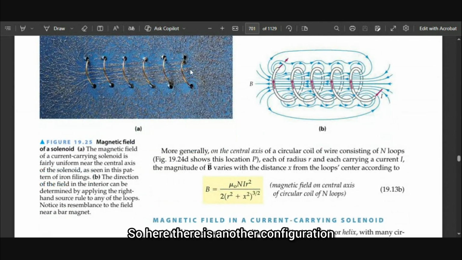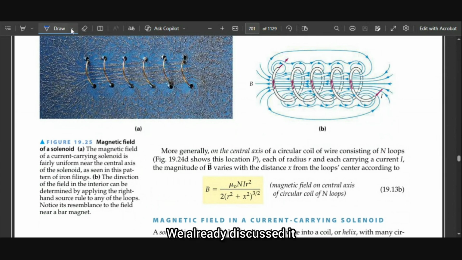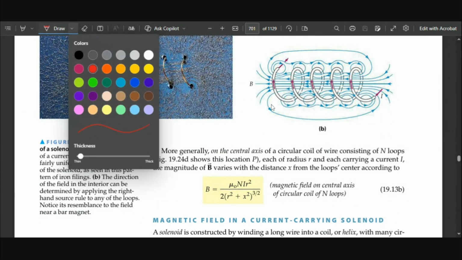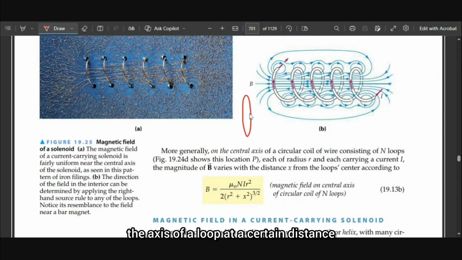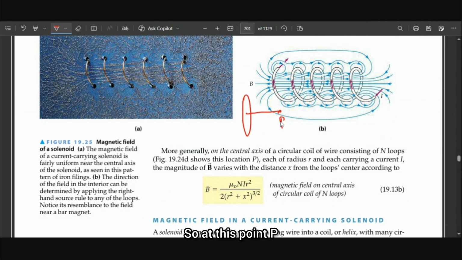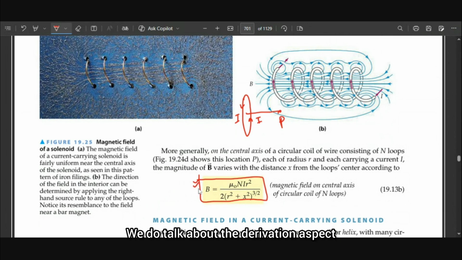So here there is another configuration. We already discussed it. In order to calculate a magnetic field on the axis of a loop at a certain distance, at this point P, if you want to calculate magnetic field due to this current carrying loop, that magnetic field comes out to be this. It is again an important relation. We do talk about the derivation aspect, but I don't think it is necessary. You can simply remember the relation and get the magnetic field.